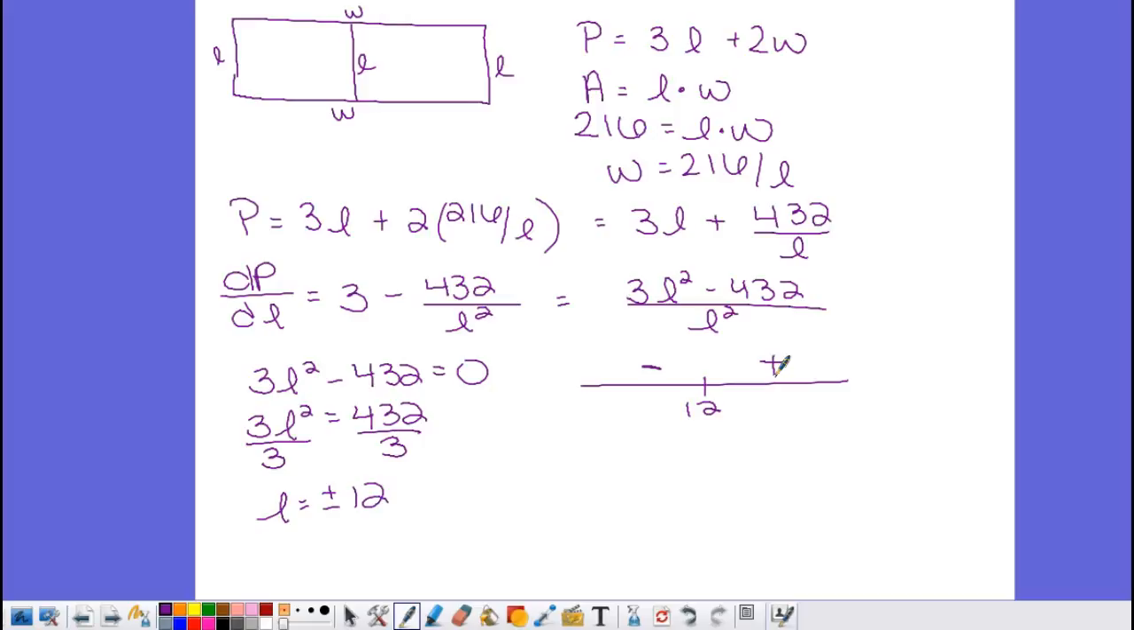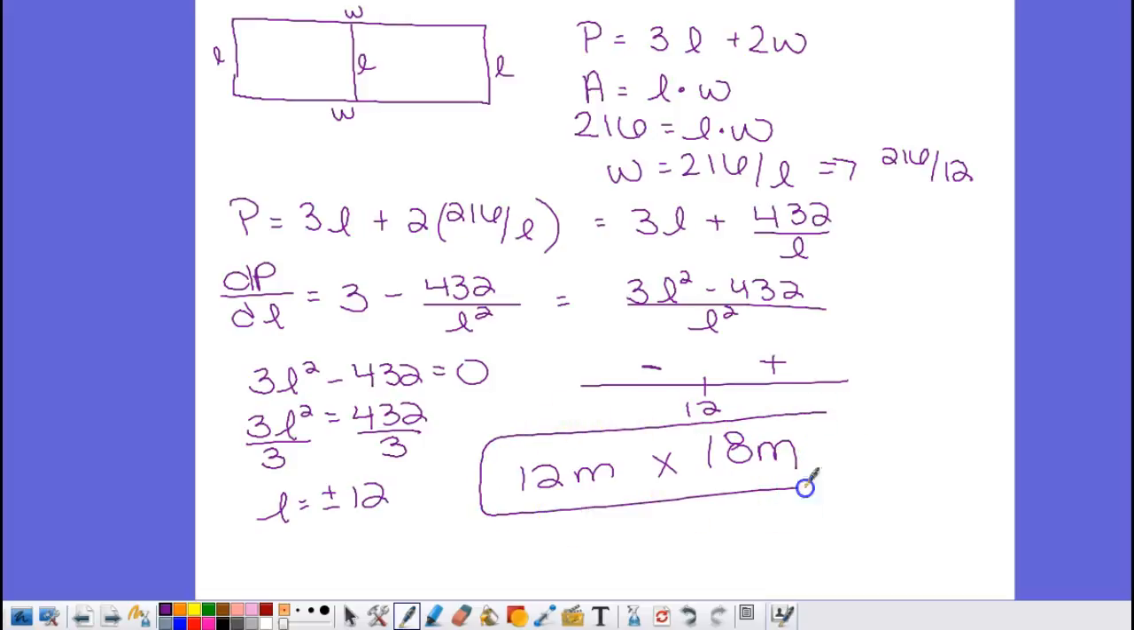So the length is 12. So you have 12, what was it, feet? Meters? 12 meters by, then you take your 12, plug it back in over here, and we get 216 divided by 12, which is 18. So the dimensions that will minimize perimeter, maximize area, is 12 by 18. The 12 is being used 3 times.